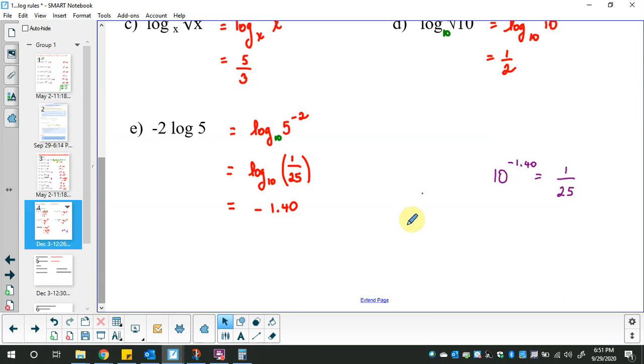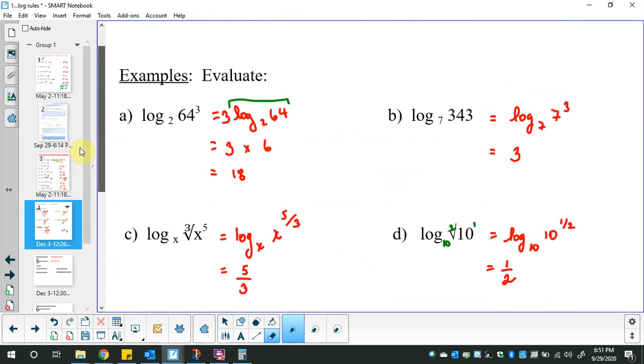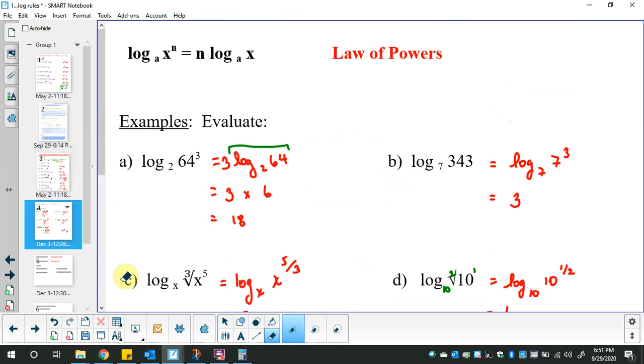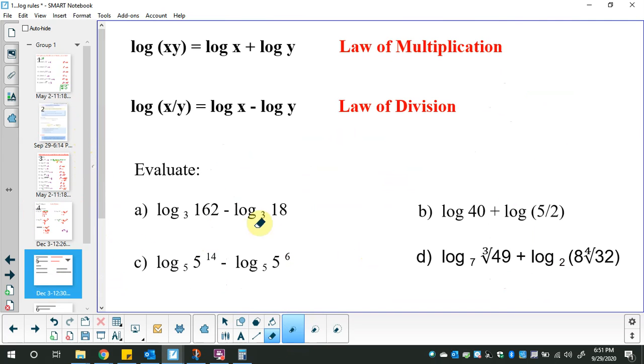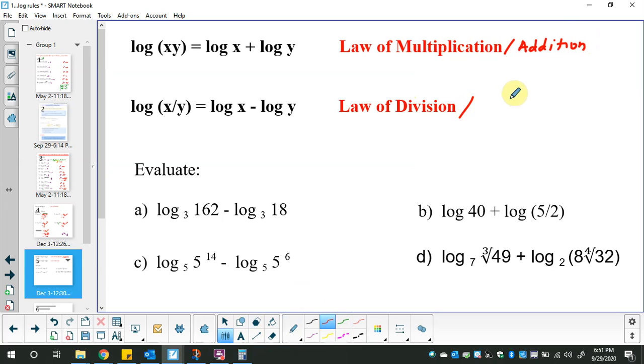Alright, so that's that rule. You got to get a grip on that one. We'll be using that repeatedly and for a purpose at some point. You will also use this in calculus class if you're taking calculus ever. So the next rule is called the law of multiplication. It is also called the law of addition. And then the law of division is also called the law of subtraction.